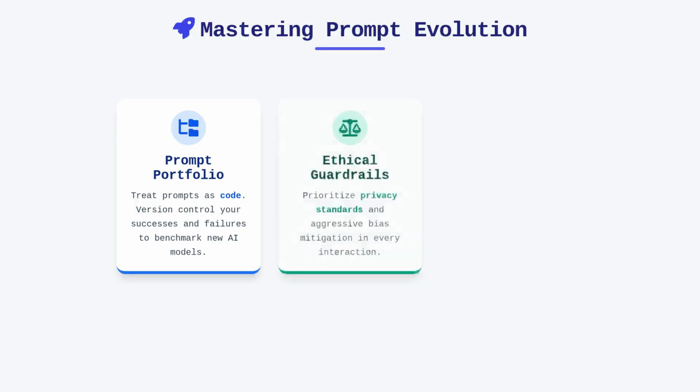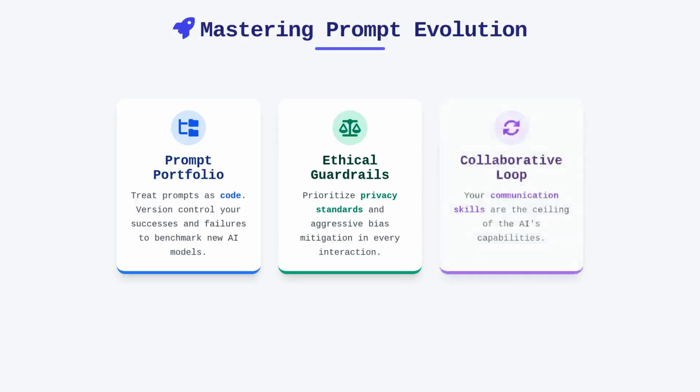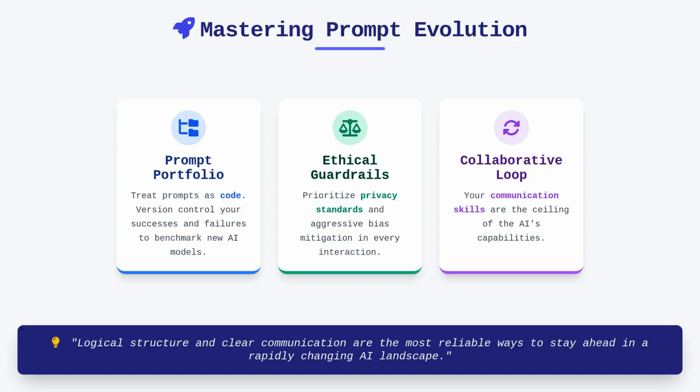You must also remain mindful of the ethical implications of your AI practice, ensuring that your usage remains aligned with privacy standards and bias mitigation strategies. Effective prompting is not a one-time event. It is a collaborative loop where your communication skill directly limits or expands the capabilities of the agent you're guiding. The landscape of generative AI changes rapidly, yet these core principles of logical structure and clear communication remain the most reliable way to stay ahead.